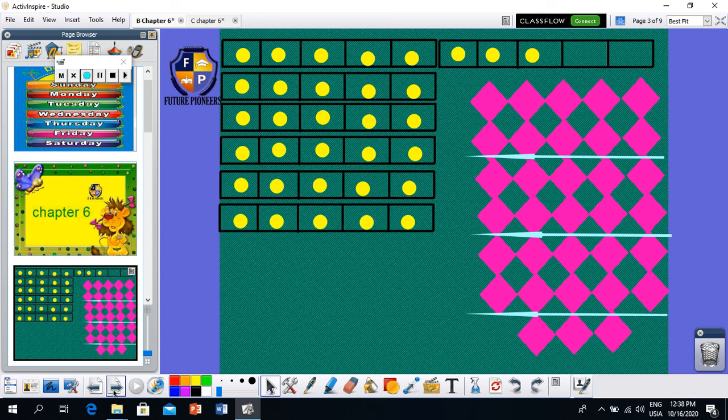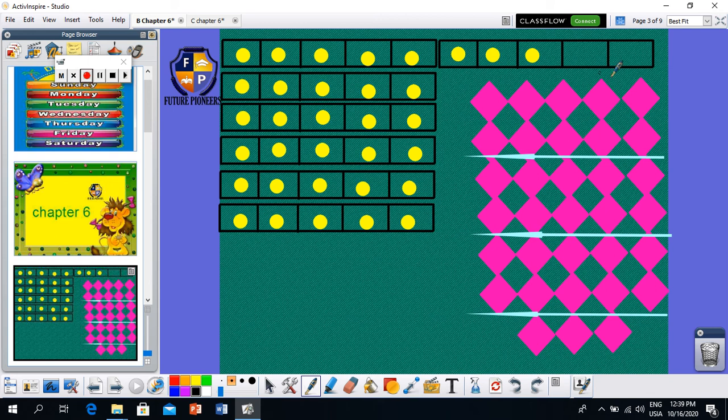Now count with me, how many diamonds do we have? But first, who can remind me how we count by tens? 10, 20, 30, 40, 50, 60, 70, 80, 90, and 100. We use counting by tens when we have a large number of objects.